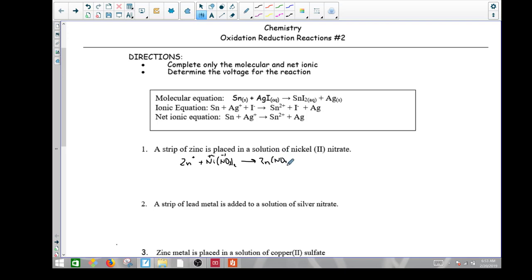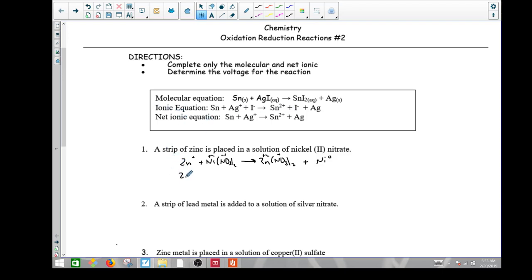Of course, we should be getting a little more familiar with the fact that nickel is a +2 charge and nitrate a -1. That's why that 2 is there. And nickel is going to have no charge. Alright, ionic equation. I'm going to skip the ionic equation for this one. Well, I guess I'll do it here.